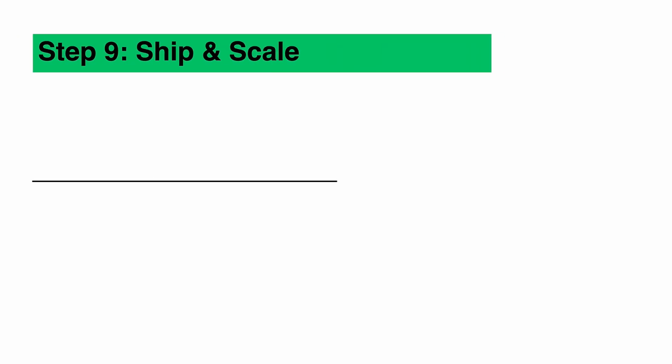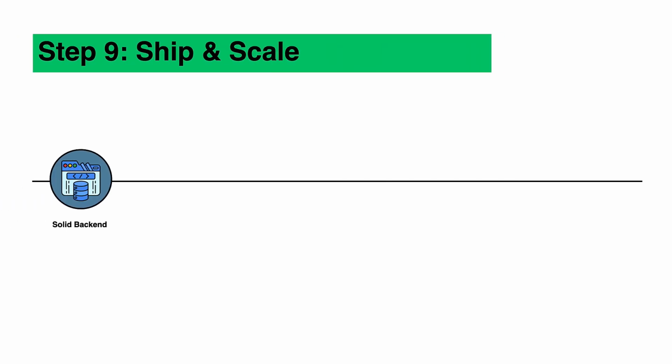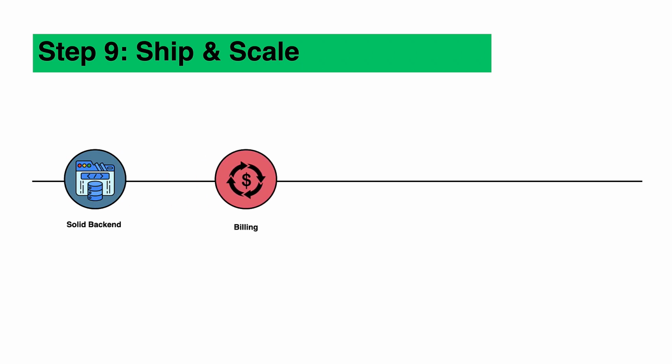Then the final step is ship and scale. We need to launch AI agents with a solid backend. Here we can use FastAPI for your API and background workers for long tasks, and package everything in Docker and add a health check. And the second point is we need to build the teams right away.